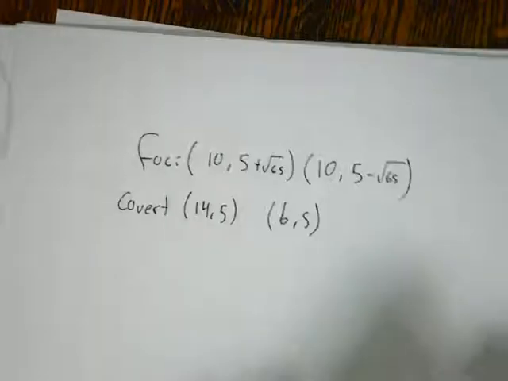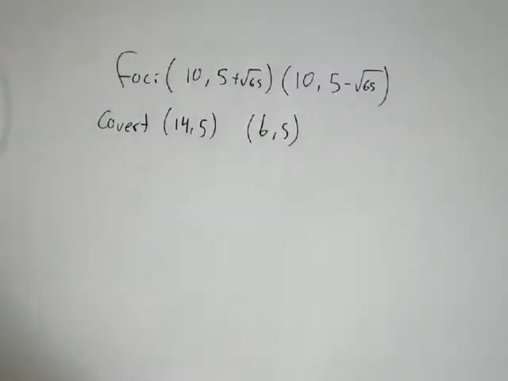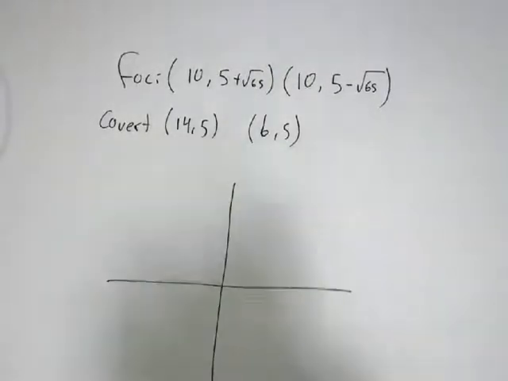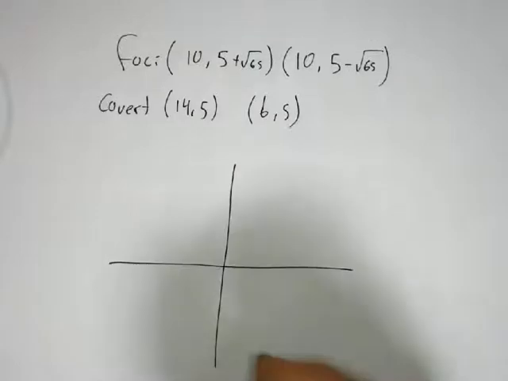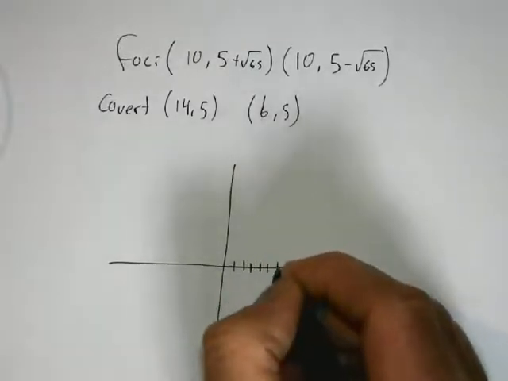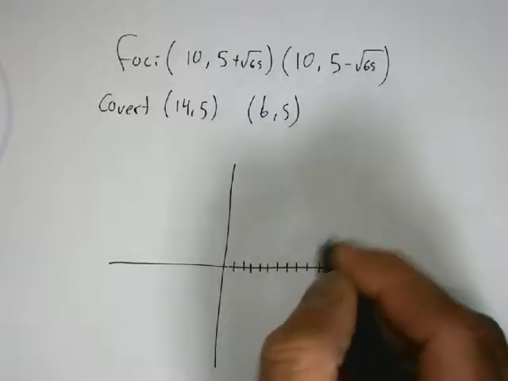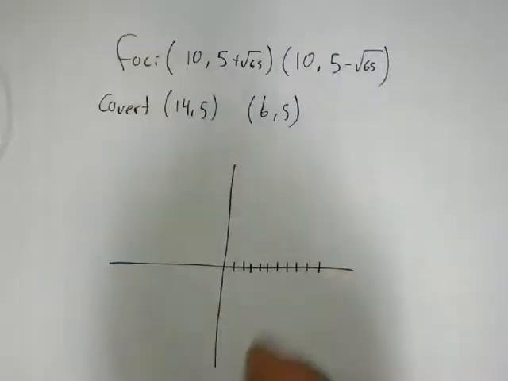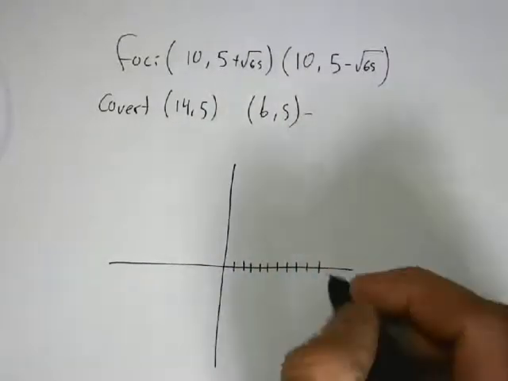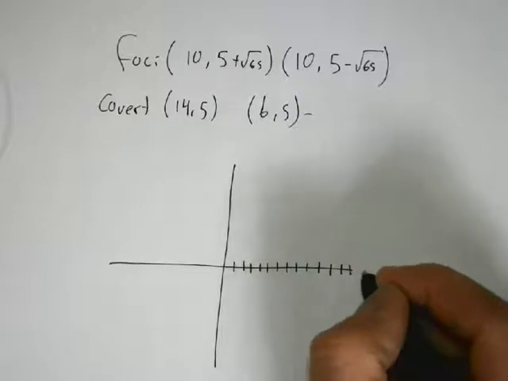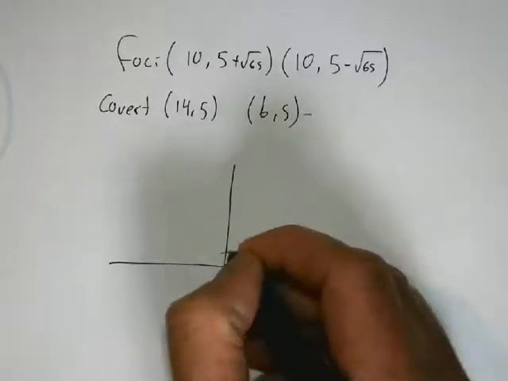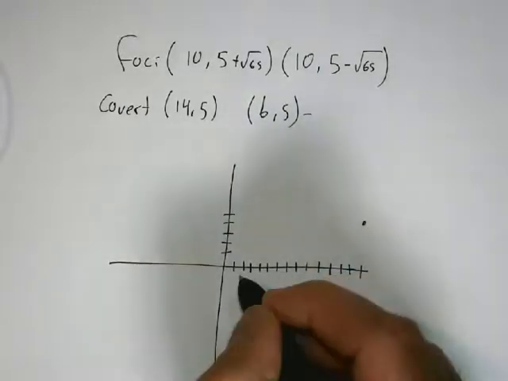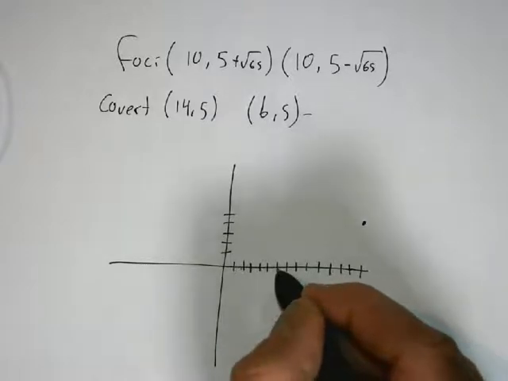Once again, we have to first figure out which direction this is going to be stretched, so we go ahead and start plotting. Foci at 10, 5 and change, and 10, 5 and change, whatever the other part is. We'll figure that out in a second. Let's plot the covertices first: 10, 11, 12, 13, 14, and 5, and then 6, and 5.